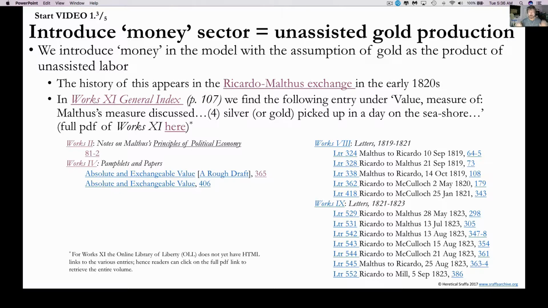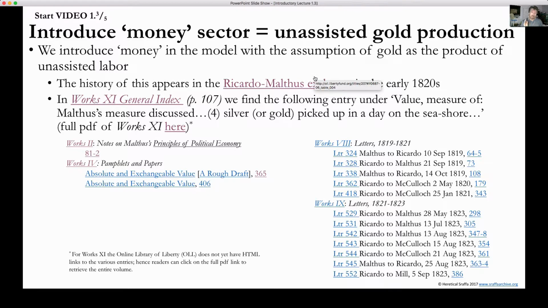That's the argument here, and as indicated, we're going to see that there are several different measures of value that are posited in classical theory. Malthus himself has 5, one of which is going to be gold as a product of unassisted labor. So what we first do is we go to the Ricardo-Malthus exchange.